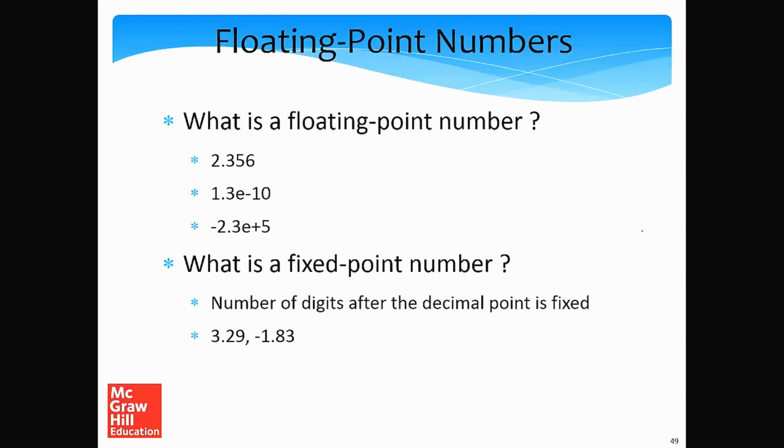In a fixed point number, the number of digits after the decimal point is fixed. One example of such a number is 3.29. Any number representing, let's say, currency is a fixed point number. So the number of digits after the decimal point is fixed.